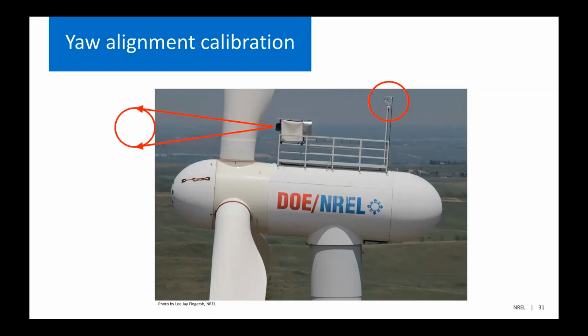So what we'd like to do is measure ahead of the wind turbine in free space where the wind field is hopefully undisturbed. And then from that, we'd have a better idea of what the true wind direction is, and then be able to point our wind turbine into that wind direction.